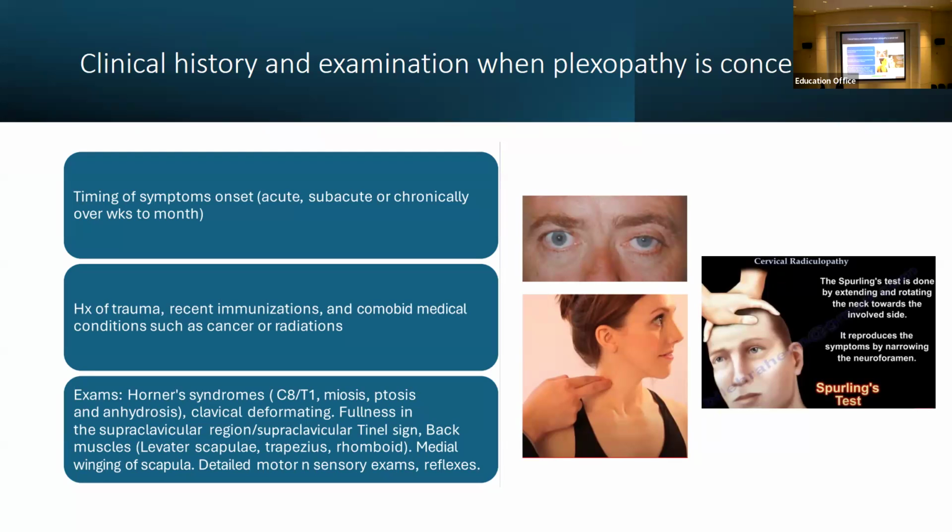For the physical exam, you can do some special tests, just trying to pinpoint the lesions. You can observe whether the patient has any Horner syndrome: miosis, ptosis, and anhidrosis. If they're positive, they usually indicate a C8 to T1 level. You can also observe clavicle deformity, whether there is any fullness or any mass in the subclavicular region.